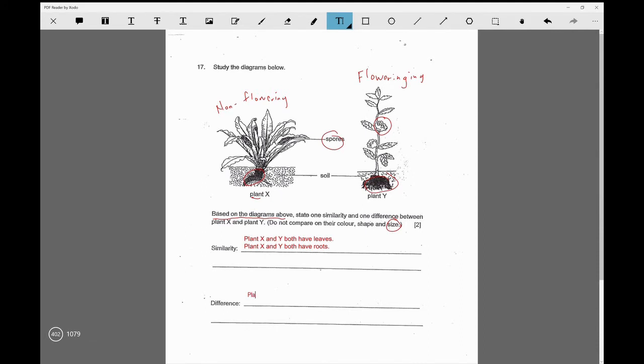So you can say plant X does not have flower, but plant Y does, because that's what we can see from there. You don't have to talk about fruits, because it's an error, as there's no fruit shown on either plant. Based on your knowledge from your science textbook, you should know that as long as there's a flower, it will bear fruits eventually, because flowers turn into fruits.